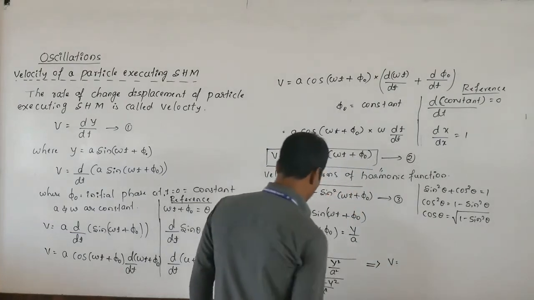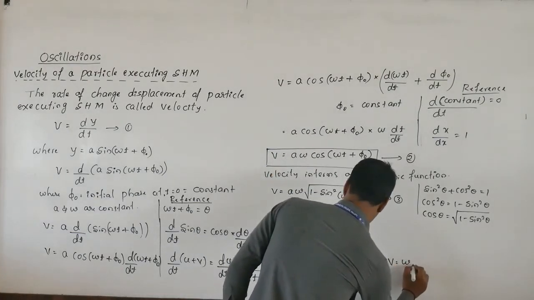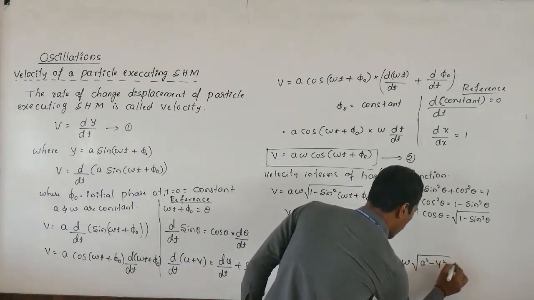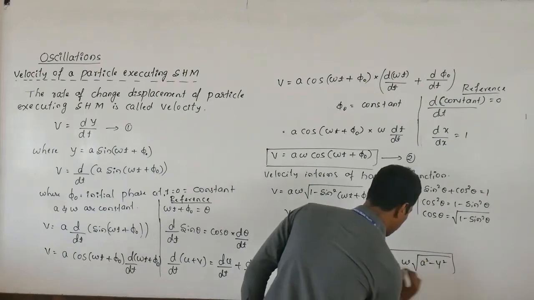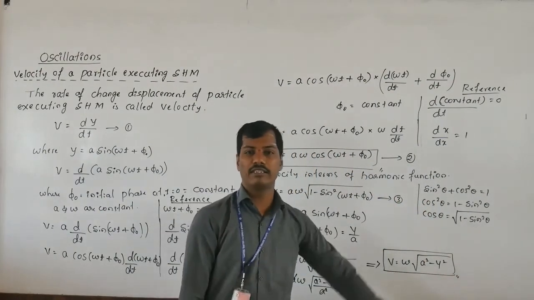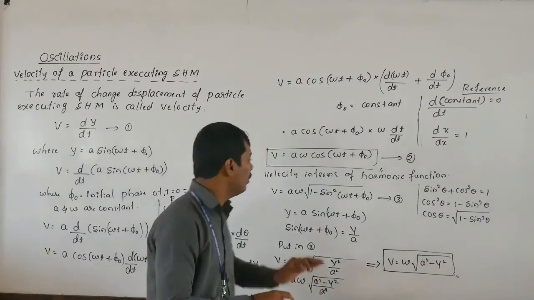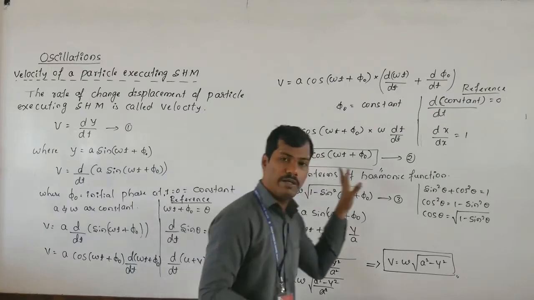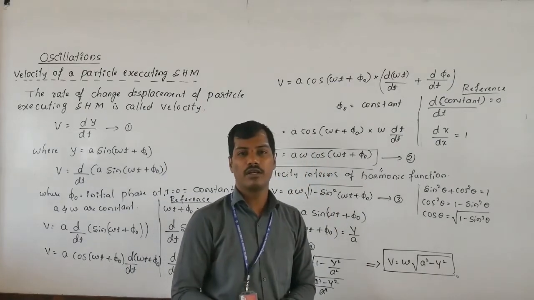Velocity is equal to omega into root of a square minus y square, in terms of what? Displacement. Here the maximum velocity and minimum velocity also depend on this angle theta as well as on this displacement.